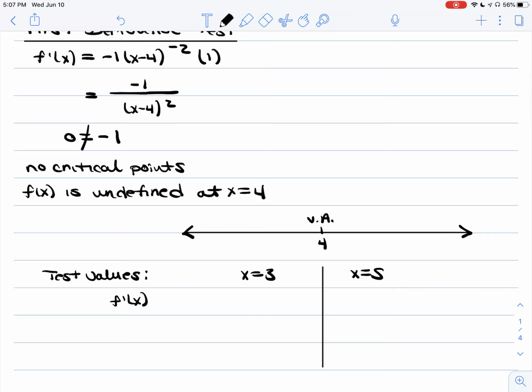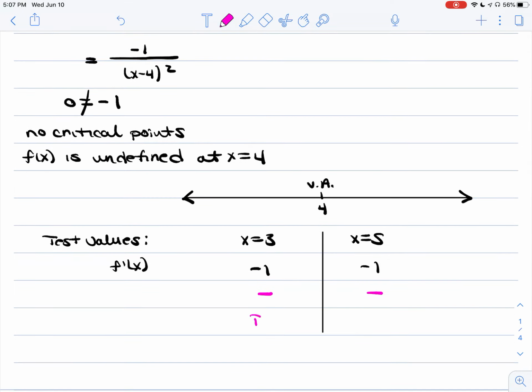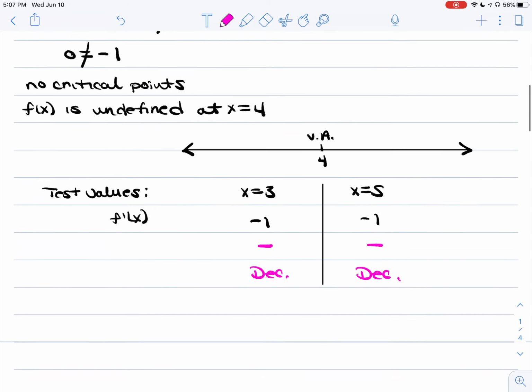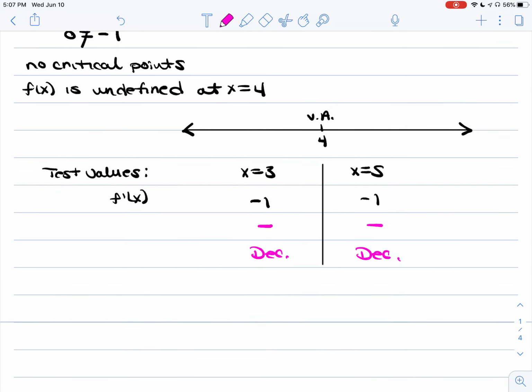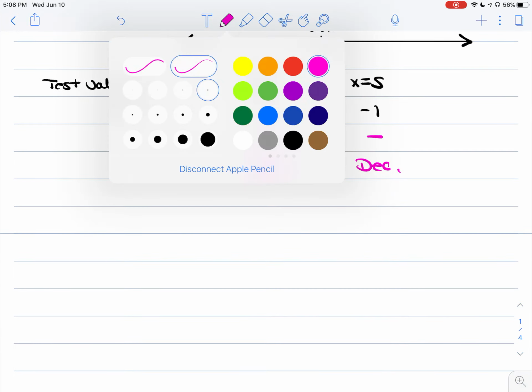And then plug them into our first derivative. And if we do that, we'll get a -1 and a -1. All right, so that means that our first derivative is negative everywhere, which means that it will be decreasing everywhere. All right, so that's our first derivative test. Now let's do the second derivative test.